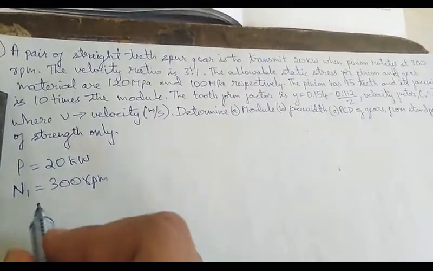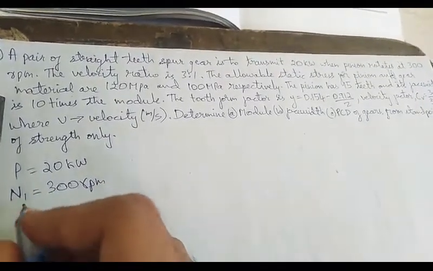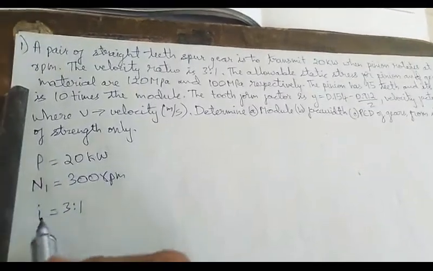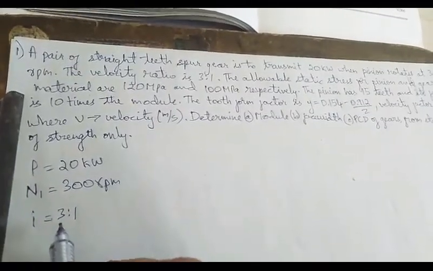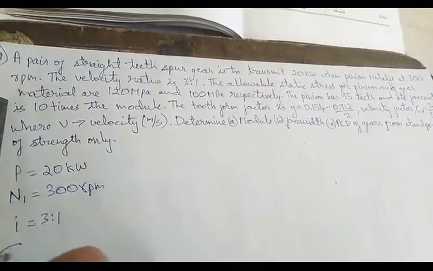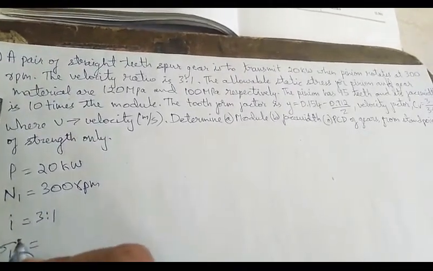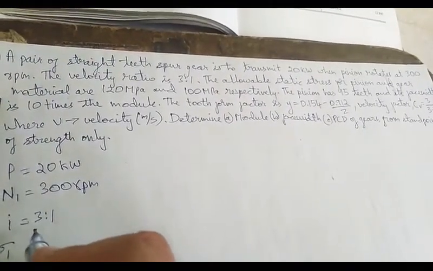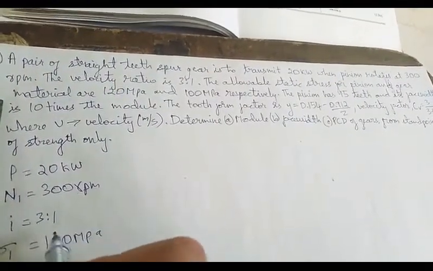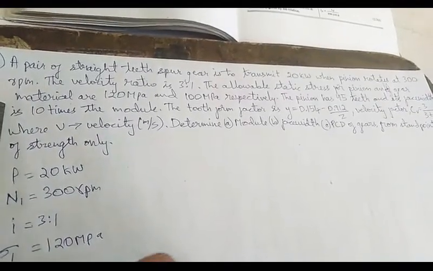The velocity ratio is 3:1. The velocity ratio we shall consider as i, so i is 3:1. The allowable static stress for pinion and gear material: sigma 1 is 120 MPa, and sigma 2 for the gear is 100 MPa.